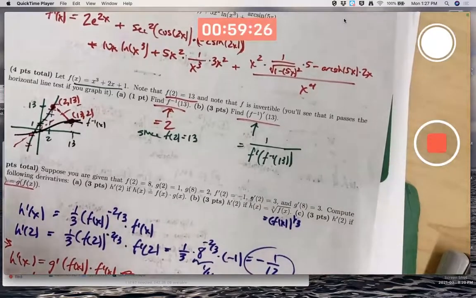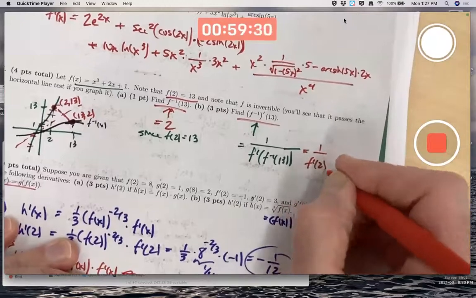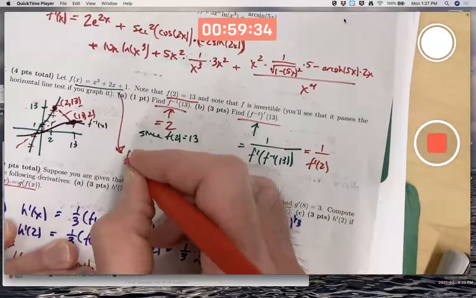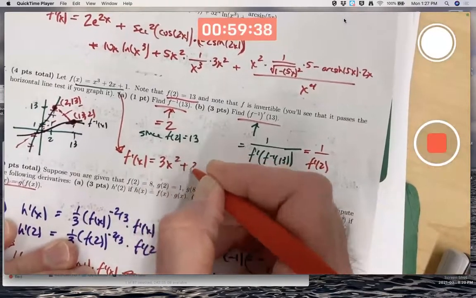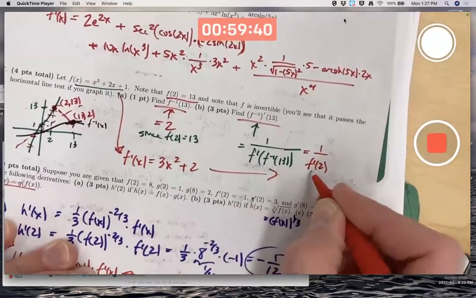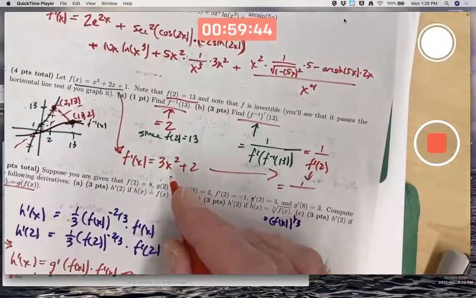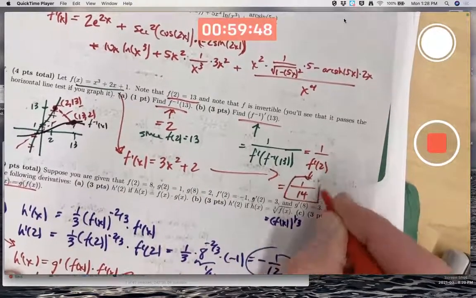But hey, this is 2. This is going to be then 1 over f prime of 2. So you got to find f prime of 2. So differentiate f. Get 3x squared plus 2. And now plug in 2. Get 1 over 2 squared is 4 times 3 is 12 plus 2 is 14. 1/14 is the answer.